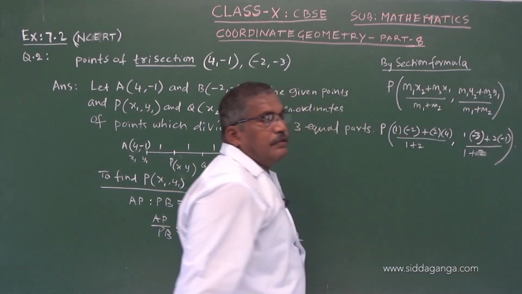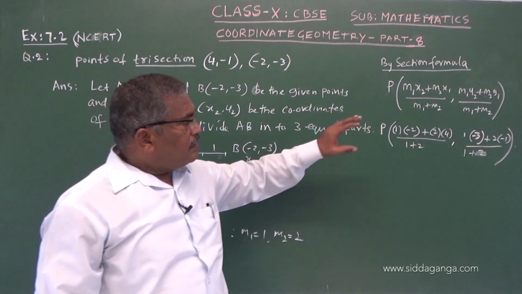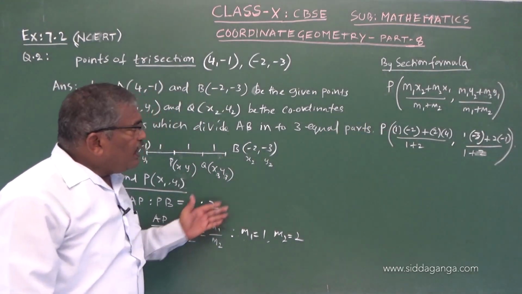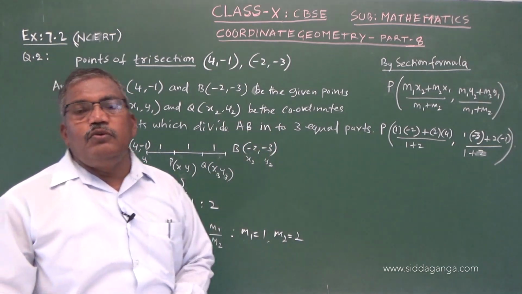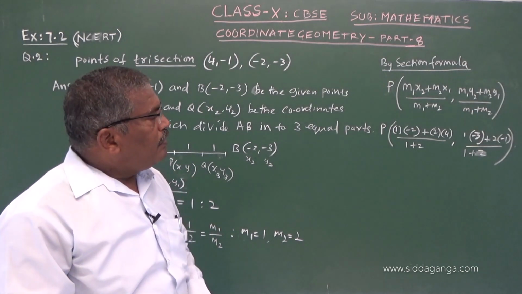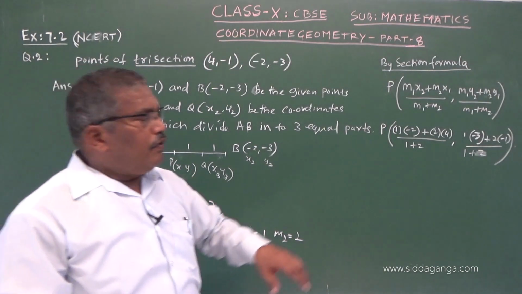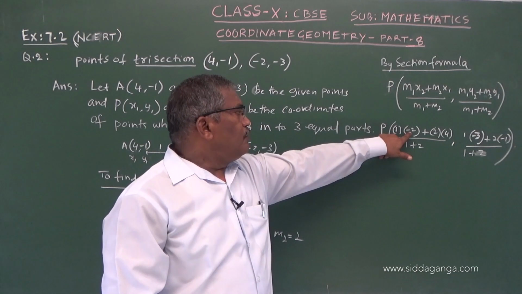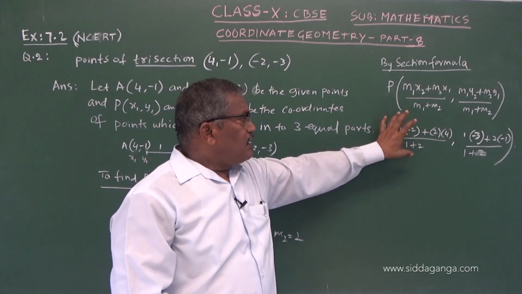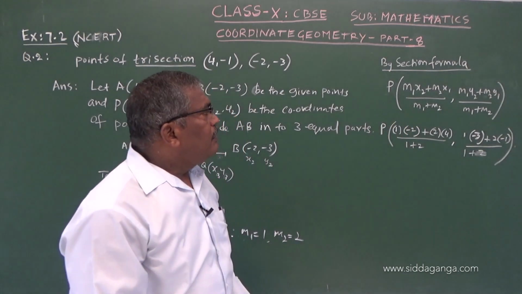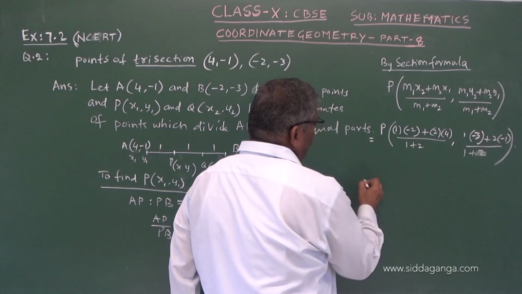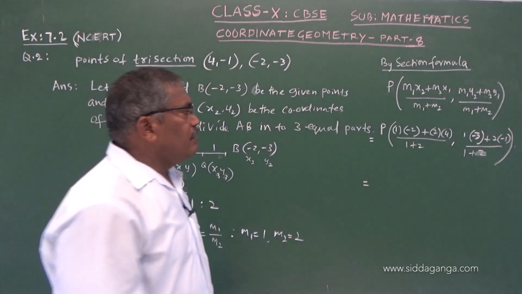Close the bracket. Remember, at this stage where you substitute the values for m1, m2, x1, x2, y1, y2, you have to be very, very careful, especially where you substitute values with a minus sign. Otherwise, a mistake happens at this stage and the whole thing will be wrong. So you have to be very careful here.